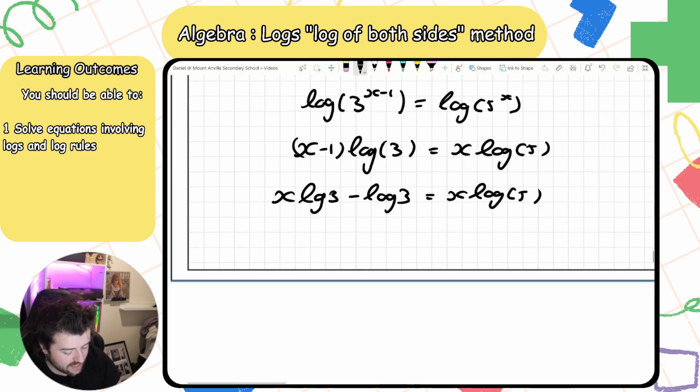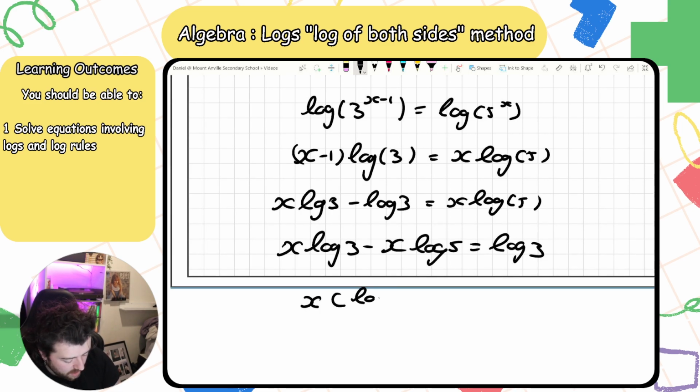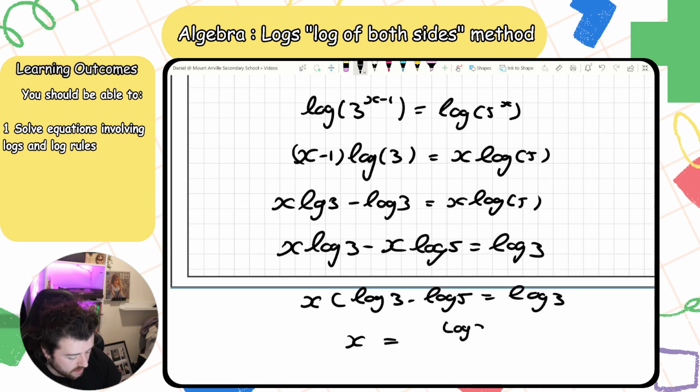Bring all my x's to one side. x log 3 minus x log 5 equals log 3. Factor out x, I'm left with x times (log 3 minus log 5) equals log 3. x is finally going to equal log 3 all over log 3 minus log 5.